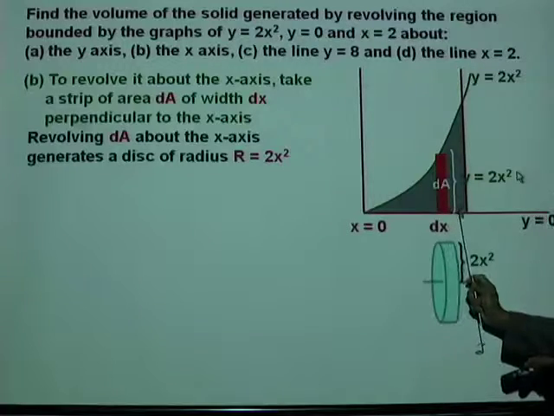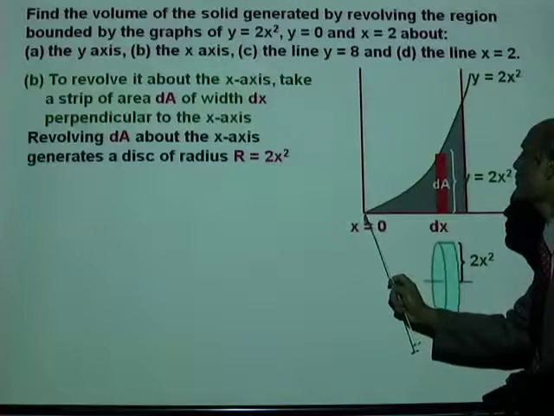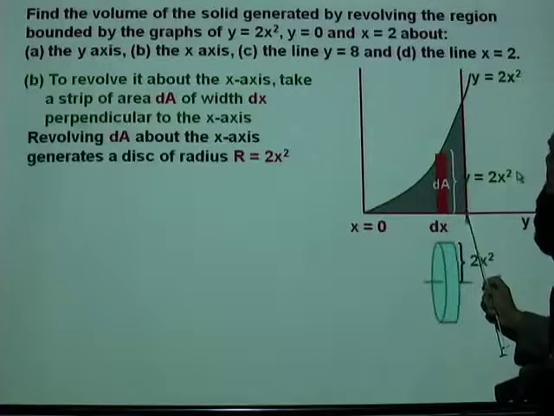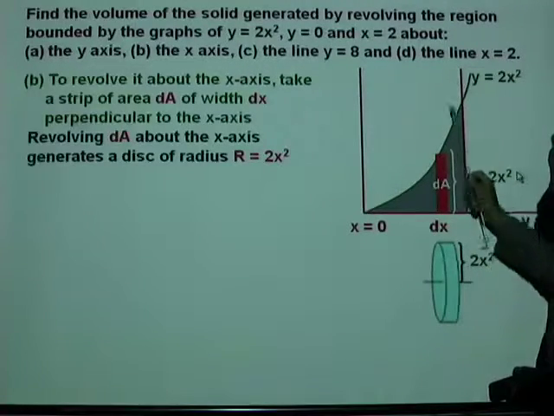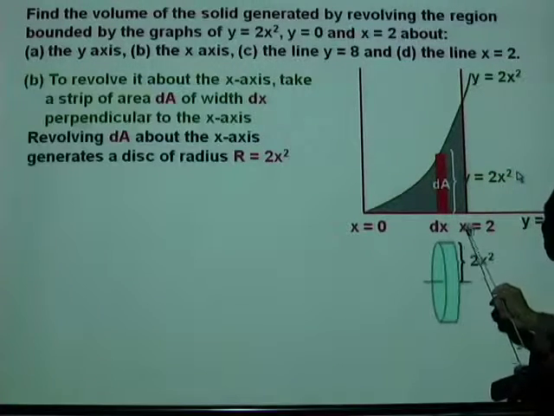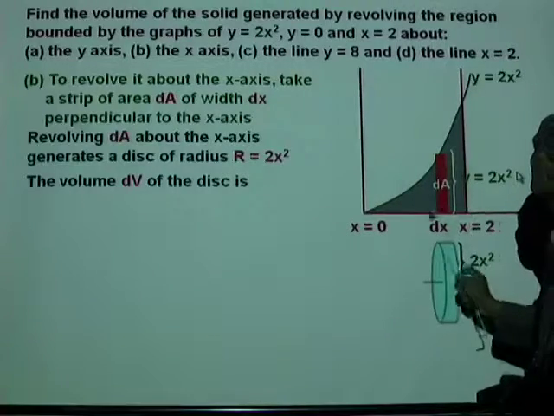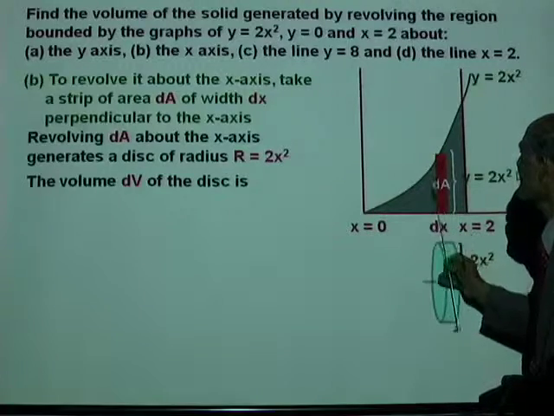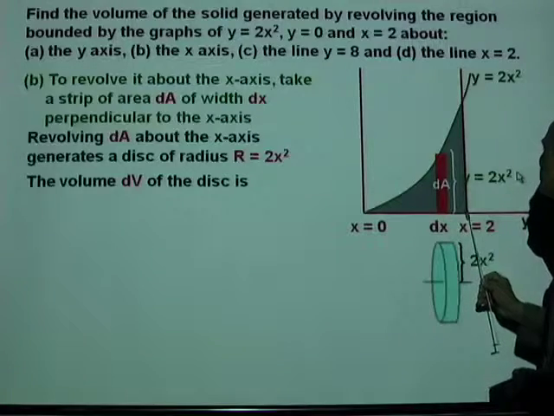And the position of this can change from x equal to 0 to what? What is this value? This value is where 2x squared meet x equal to 4. Is that right? This is x equal to 2. This is x equal to 2. This is x equal to 0. So we integrate that volume dV from x equal to 0 to x equal to 2.